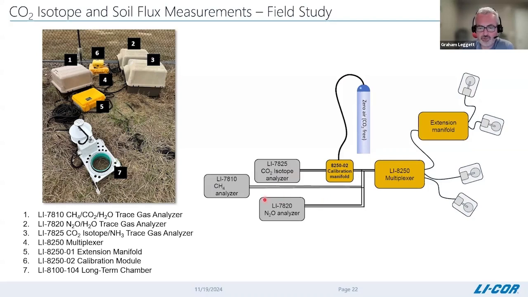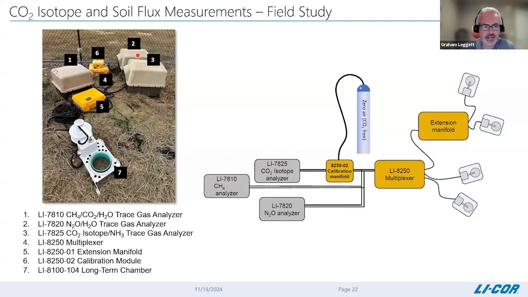You can see we've been able to run this system in parallel with our LI-7810 methane analyzer and also our LI-7820 N₂O analyzer. So you can connect all three instruments via the multiplexer, with data collected and processed in real time as it's bringing in gas from the various chambers connected to the system. And you can see that clearly in the photograph on the left. There's our chamber, multiplexer, extension manifold, and the calibration module.